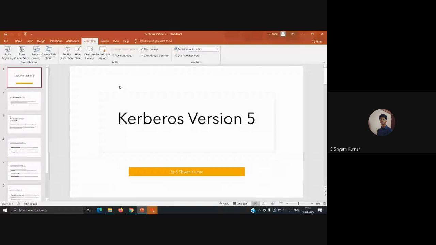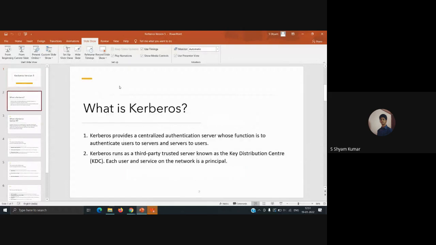In Kerberos, there are particularly two versions. One is Kerberos version 4 and another is Kerberos version 5. The main thing about Kerberos version 5 is that it overcomes the limitations that Kerberos version 4 has. Kerberos actually provides a centralized authentication server whose function is to authenticate users to servers and servers to users.